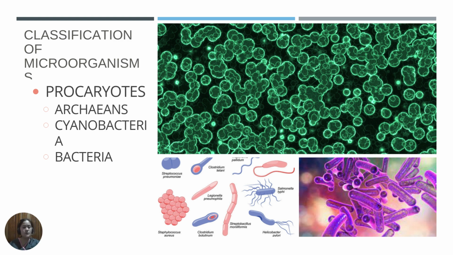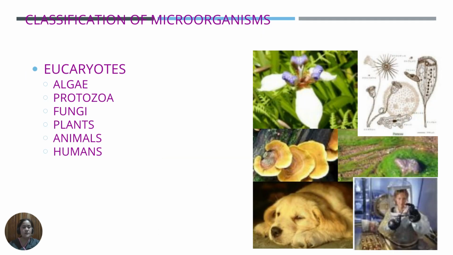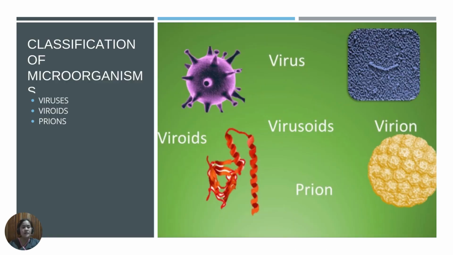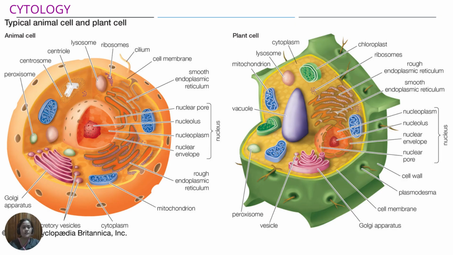Okay? So what are the classifications of microorganisms under the prokaryotes? Ayan, nandiyan ang archaeans, cyanobacteria, and the bacteria. So under the microscope, ganito ang itsura ng mga bacteria na yan. The next is the eukaryotes. Kabilang dyan ang algae, protozoa, fungi, plants, animals, and humans. Okay? And yung isa pang classification which is the acellular is the viruses, the prions. Ayan, ganyan po ang kanyang itsura under the microscope.